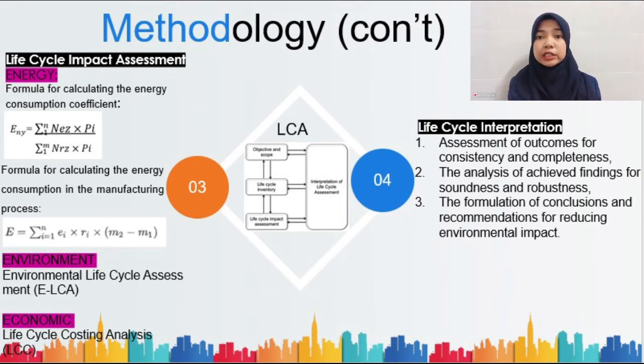For this study, which is remanufacturing car tires, the life cycle impact assessment for these three elements, which are energy, environment, and economy, needs to be done. Energy, environment, and economy are the element variables and their desired values that lead the car tire remanufacturing to sustainability. Compared to the new product, the energy used in the remanufacturing process can be decreased by a large amount. Equation 1 in the slide is the formula for calculating the energy consumption coefficient, and equation 2 can be used to calculate the energy consumption in the manufacturing process.